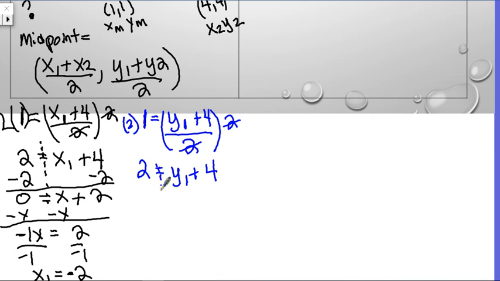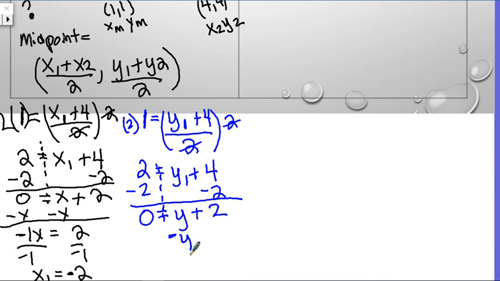So I'm going to draw my little line. So I'm going to subtract 2, 0 equals y plus 2. Now this variable is on the wrong side, so I need to get it back on the right side. So I get negative y equals 2. And you can put 1 there if that confuses you.